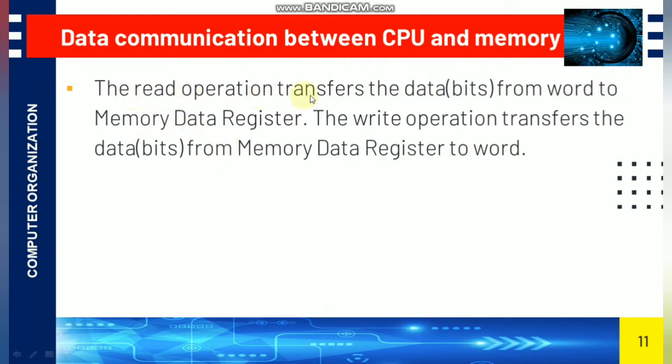The read operation transfers the data from the word to the memory data register. The write operation transfers the data from the memory data register to the word. So the vice versa process is happening here. Can you see? The read operation reads the word and sends the data to the MDR. The write operation transfers the data from the data register to the words.